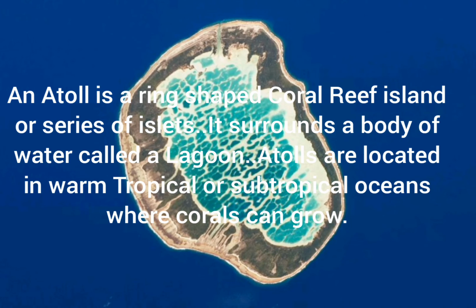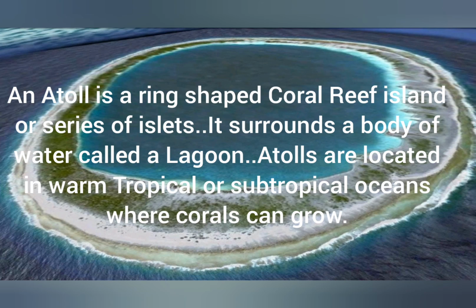Another feature is the atoll. An atoll is a ring-shaped coral reef island which is made up of corals, and it surrounds a water body which is called a lagoon. Mostly they are found in tropical and subtropical oceans where corals can easily grow.